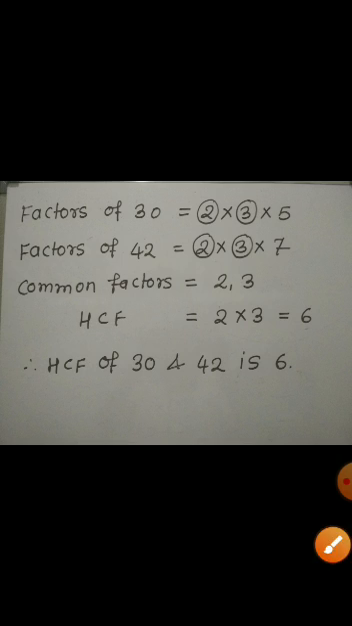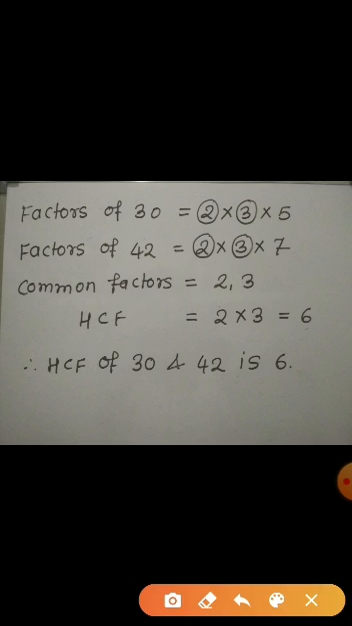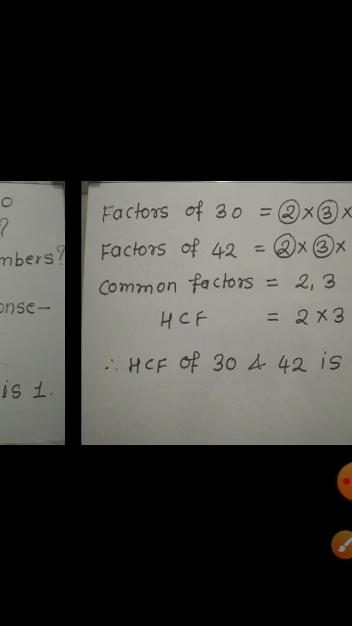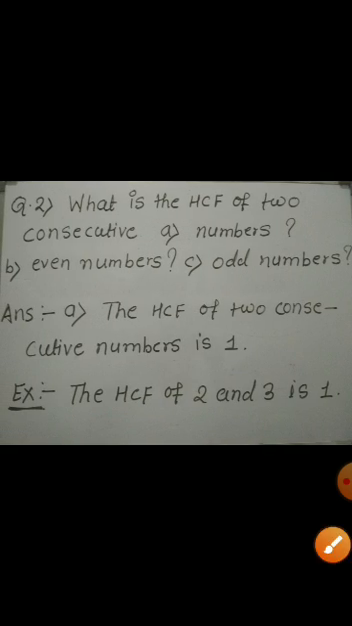Now let us find out the common factors of them. The common factors of 30 and 42 are 2 and 3. So the HCF is 2 into 3, that is 6. So HCF of 30 and 42 is 6. In this way you can find out the HCF of the remaining numbers given in question number 1 of exercise 3.6. Now let's come to question number 2.